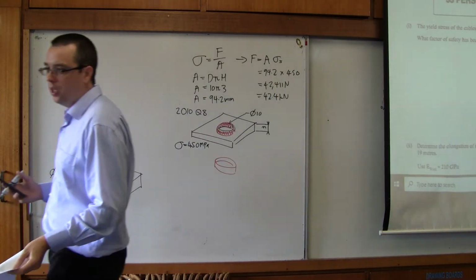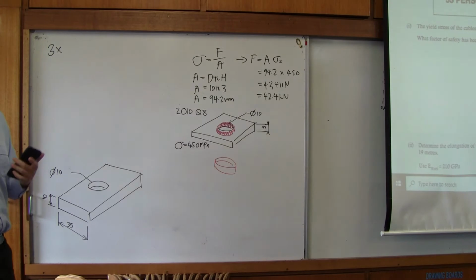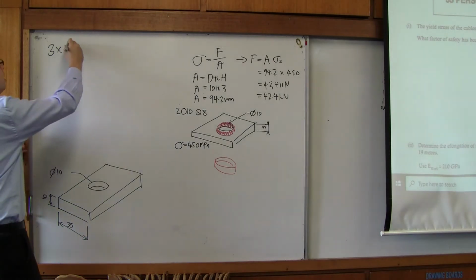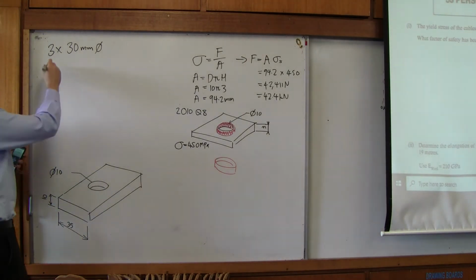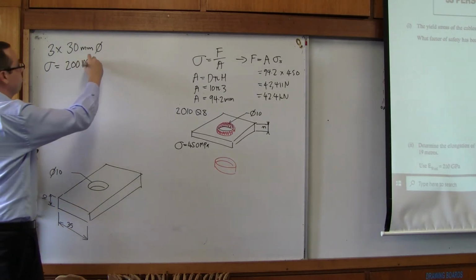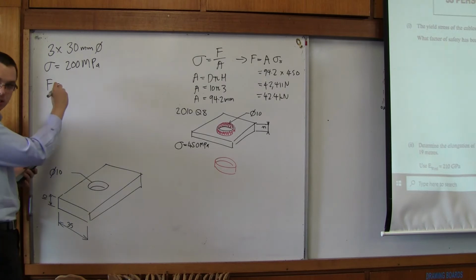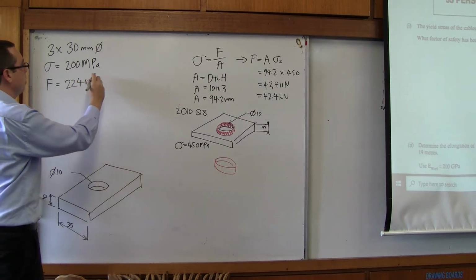For the first question, we're told that there's three 30 millimeter diameter cables that support an elevator car. I have read this question more than once and have not noticed the 3. I've just seen it as the cable, so it's really important to get that. So there's 3 times 30 millimeter diameter cables. The yield stress, the allowable stress that we can work up to, is 200 megapascals. And then the safe working load, the F that we're allowed, is 224 times gravity.